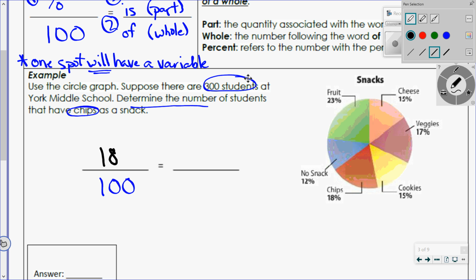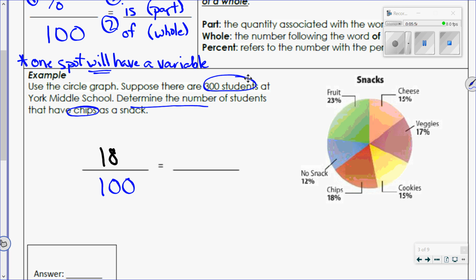Now what we have to figure out is what was that third piece of information they gave us? Is it the of or the is? I don't see an of in here, so now we need to think part and whole. So we know the number they gave us is 300 students. Do you think that is the part, or is that the whole? That's the whole, right? Makes sense. That's all of the students.